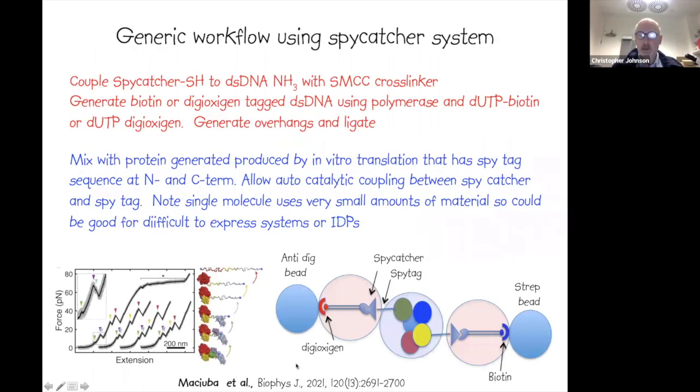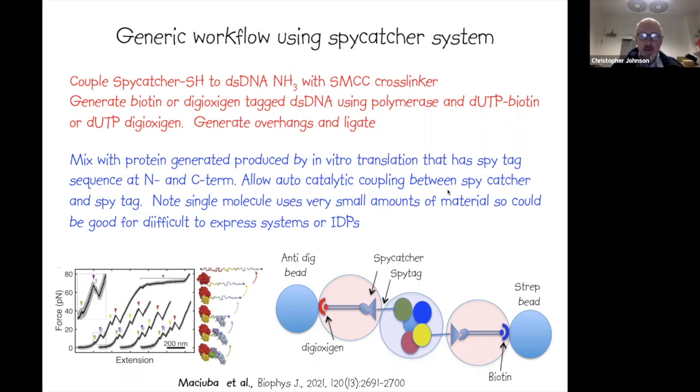Here's another very interesting paper published last year, which gives a very generic workflow using the SpyCatcher system to immobilize proteins, in this case, for use in an optical trap system. I won't go into the detail, but you can have a look at the paper, and it seems to me to give a very generic way of coupling molecules of interest to a cassette-like system for the use of this technique.